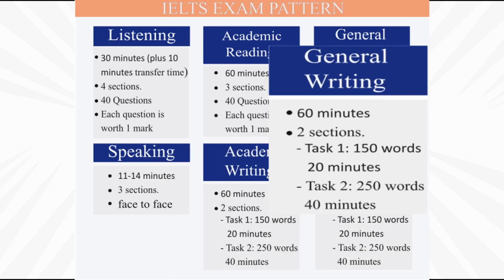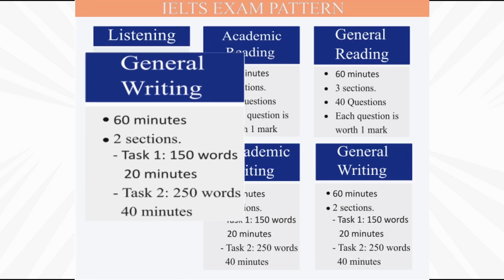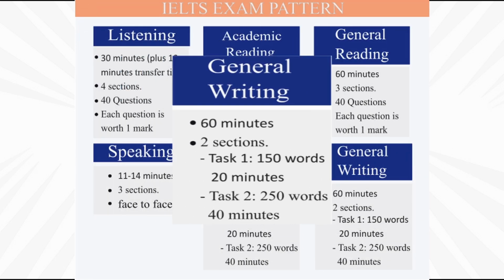General training writing section, there are 2 writing tasks to be completed within 60 minutes. In task 1, test takers are asked to respond to a situation. And in task 2, test takers write an essay in response to a point of view, argument, or problem. Here, answers must be written in full in the answer booklet. Notes or bullet points in all or in part are not acceptable as answers.